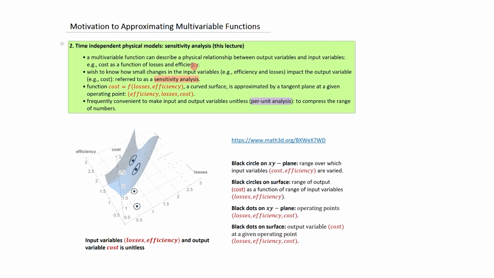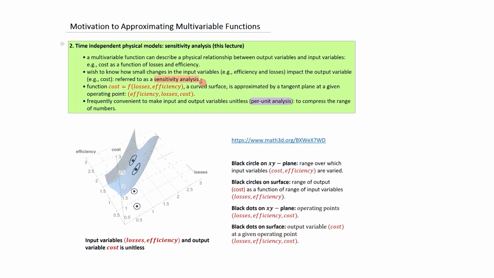So that would be, for instance, if you're designing a power supply, efficiency would be important because essentially higher efficiency means less heat and also a lower operating cost. Losses basically are things that typically go into heat. Second, we wish to know how small changes in the input variables, which would be efficiency and losses in this example, impact the output variable, in this case cost.